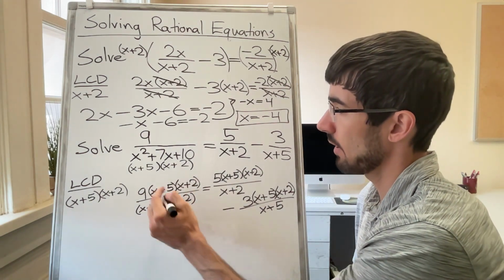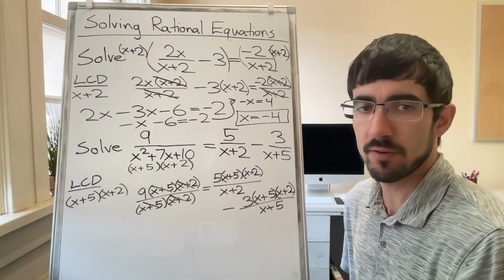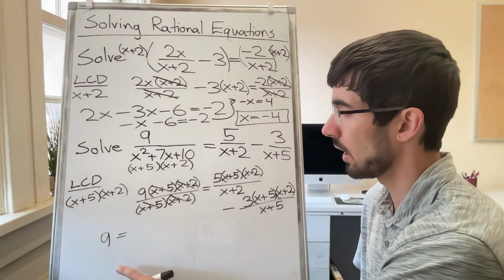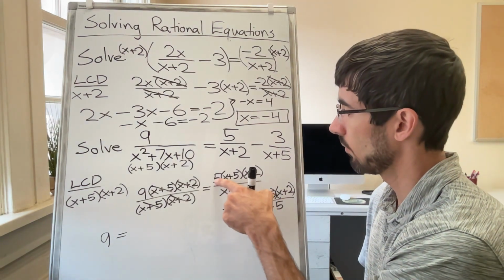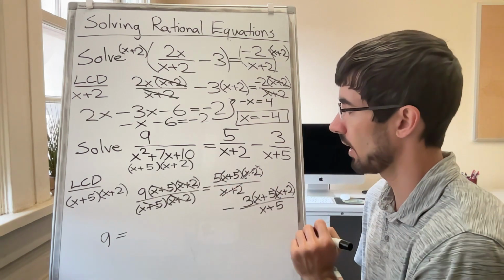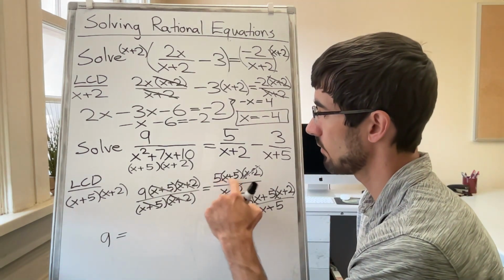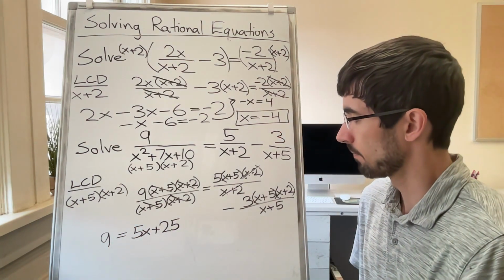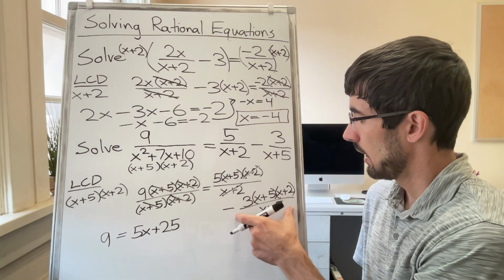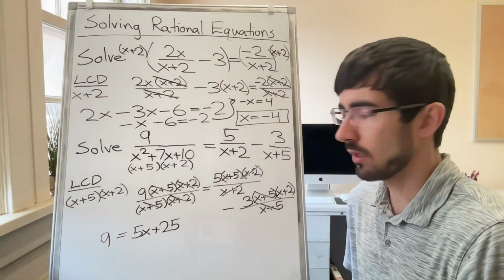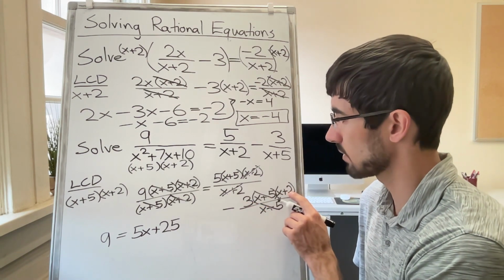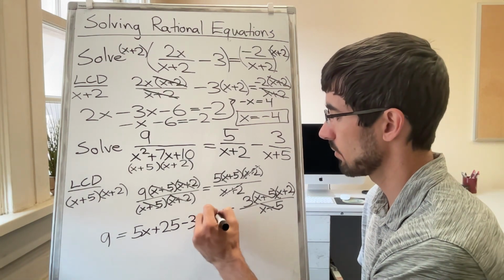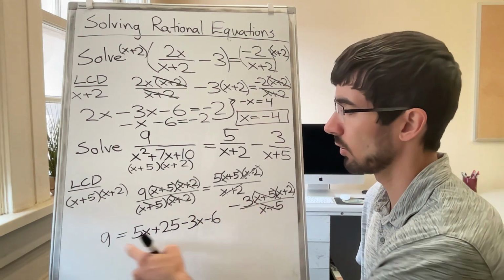With the left side, all of these factors divide out. We just have the number 9. So I'm rewriting this simple equation here. 9 on the left side equals, the first term here, x plus 2 divides as a common factor, and I get 5 times x plus 5. I'm going to write that as 5x plus 25. Then we're subtracting this term. And here, x plus 5 divides out, and what's left is minus 3 times x plus 2. When I work that out by distributing the negative 3, I have minus 3x minus 6. So this is our simpler equation now.